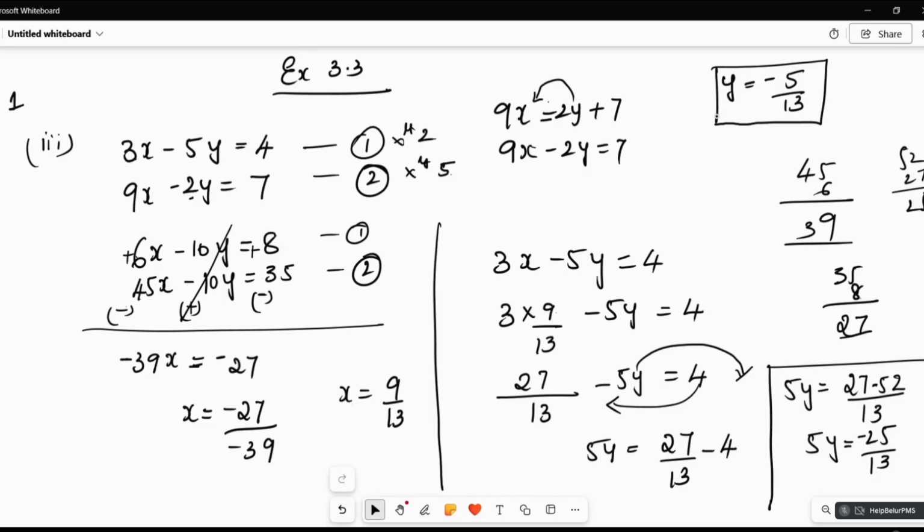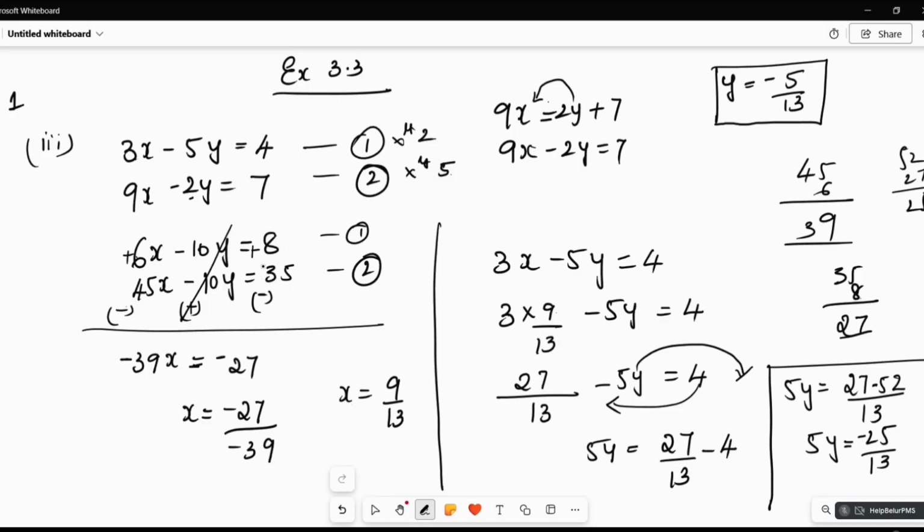So see here, what we have done is we are trying to make the same values. First equation I multiplied by 2, second I multiplied by 5. Whenever you are multiplying, you have to multiply every element of the equation. So 2 into 3 is 6, 5 into 2 is 10, 4 into 2 is 8. So 6x minus 10y is equal to 8. Second one, I have multiplied by 5. 9 5s are 45. 45x minus 10y is equal to 7 5s are 35.